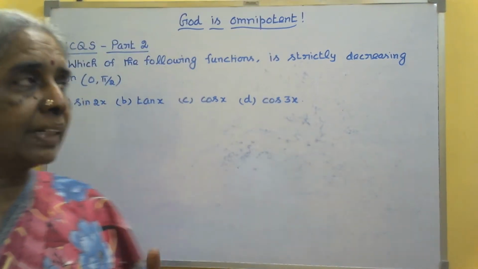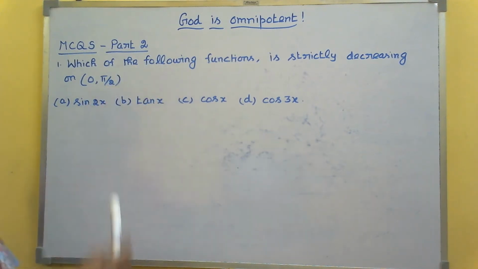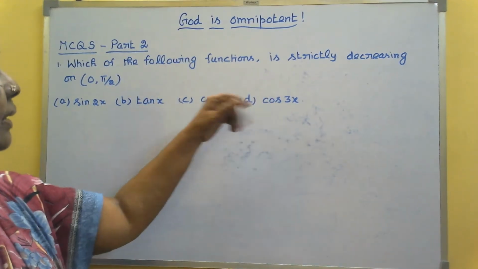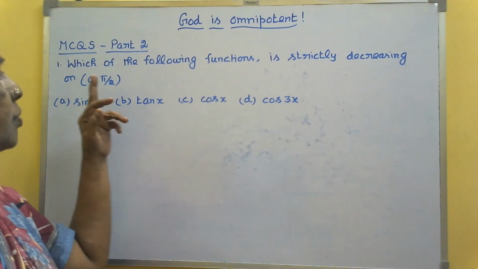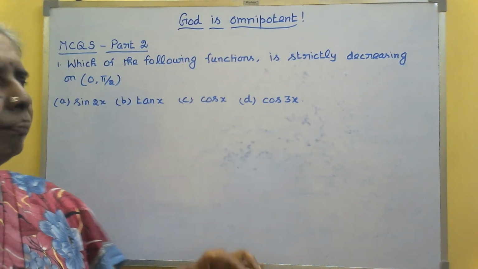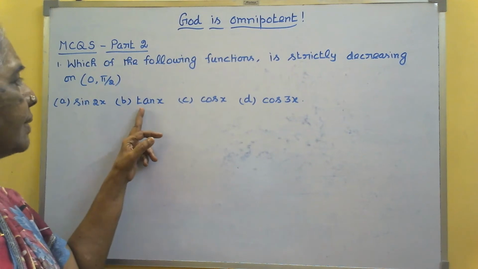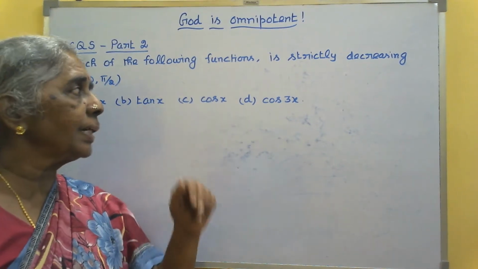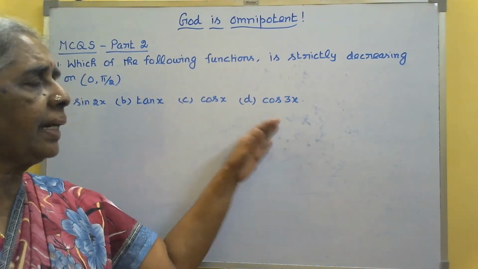Now the first question: which of the following functions is strictly decreasing on 0 to pi by 2? Option A sin 2x, option B tan x, option C cos x, option D cos 3x.